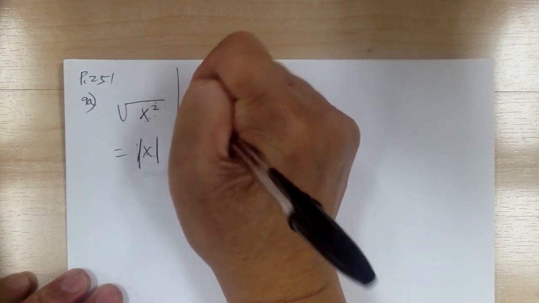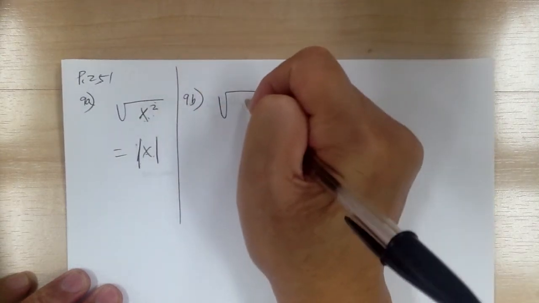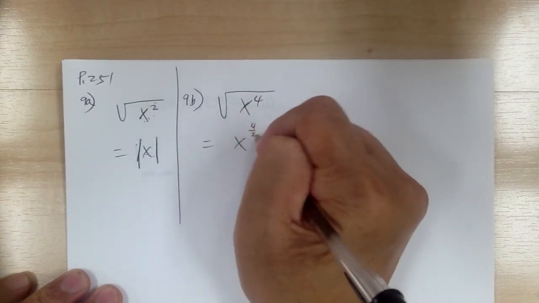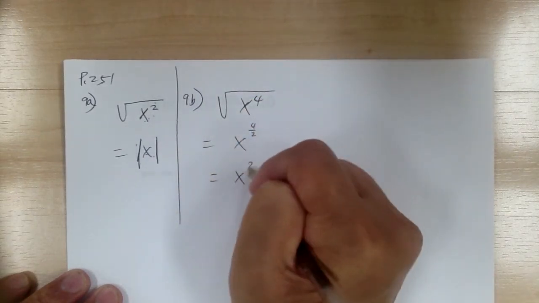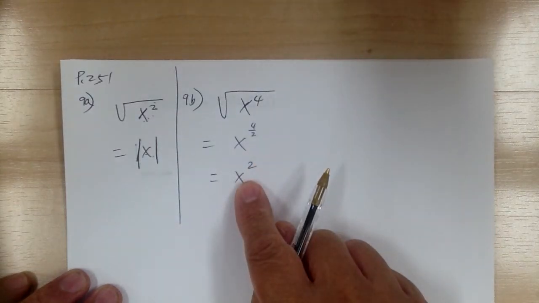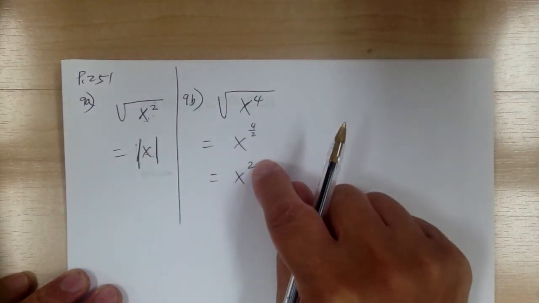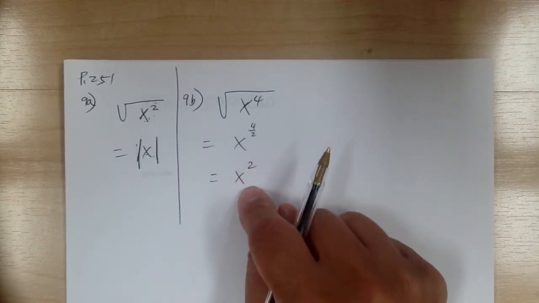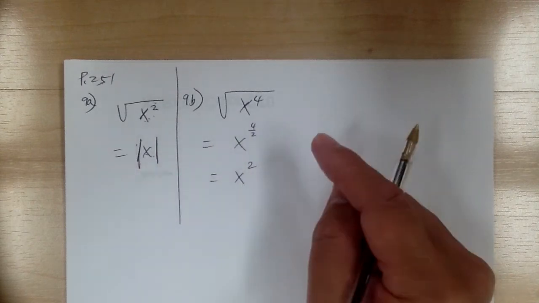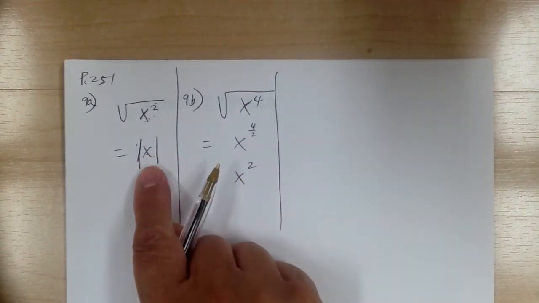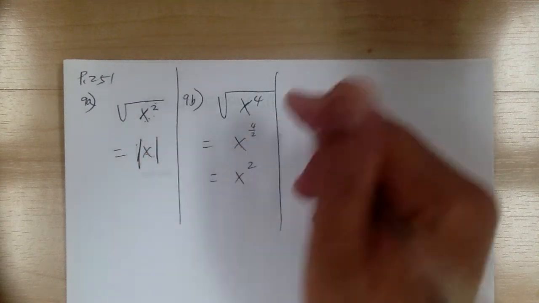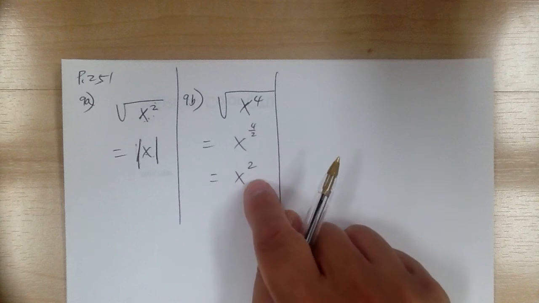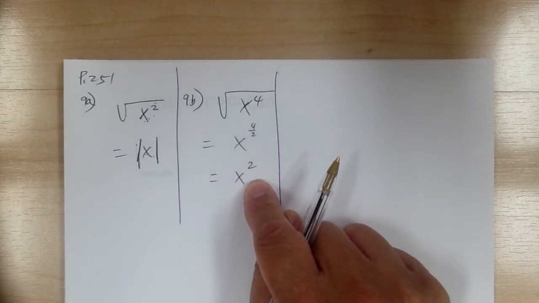Then, let's go to 9b. You have the square root of x to the 4. Again, this is going to be equal to x to the 4 over 2, and so equal to x squared. Now this one you don't need an absolute value because you have a square over here. No matter what x is, positive or negative, when you square it it's always positive. So you don't need an absolute value. The previous one you do, because you don't have a square there. This one you have a square, so it will already always be positive. So you don't need the absolute value.